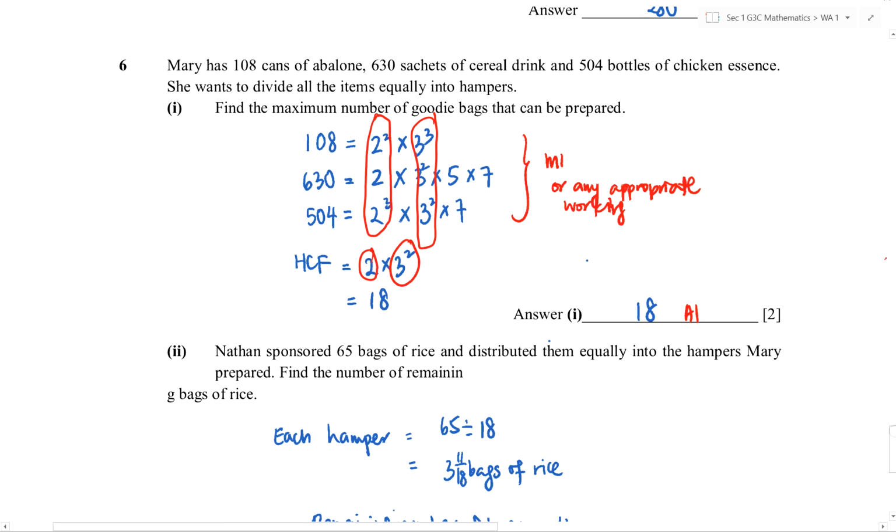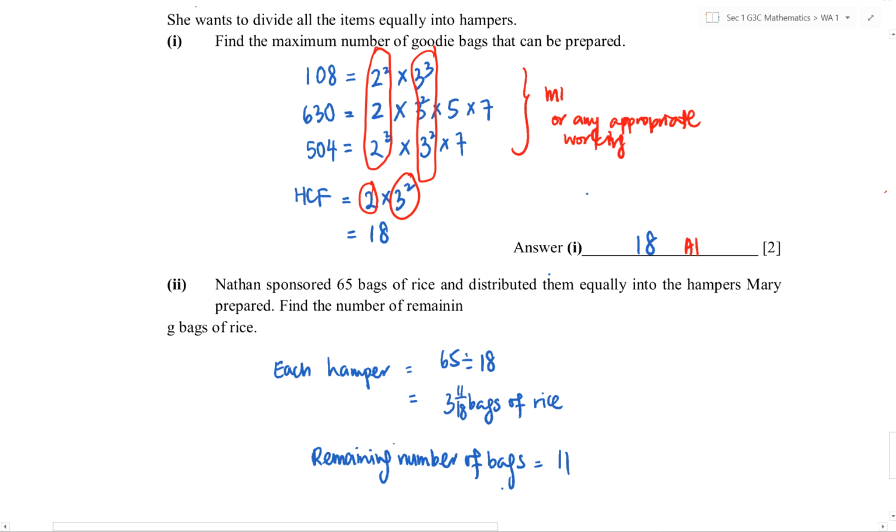Finally, last question. So along comes Nathan. He has 65 bags of rice. The number of hampers is already fixed. We have 18. So we're going to distribute this 65 into the 18 bags. Obviously, 65 is not a multiple of 18. So he can only fill up each hamper with 3 bags of rice. 3 times 18, we get 54. So he has used up 54 bags of rice. The remaining number of bags will be 65 minus 54 is 11. 11 are left over. You cannot divide 11 into 18 different hampers.